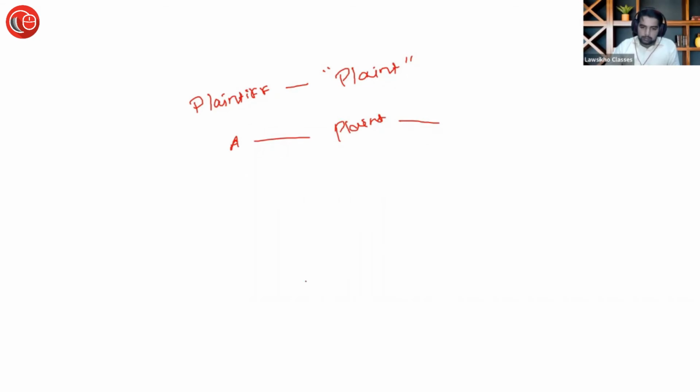ठीक है. चलिए लेट्स सी. तो लिखो प्रोफॉर्मा डिफेंडेंट.